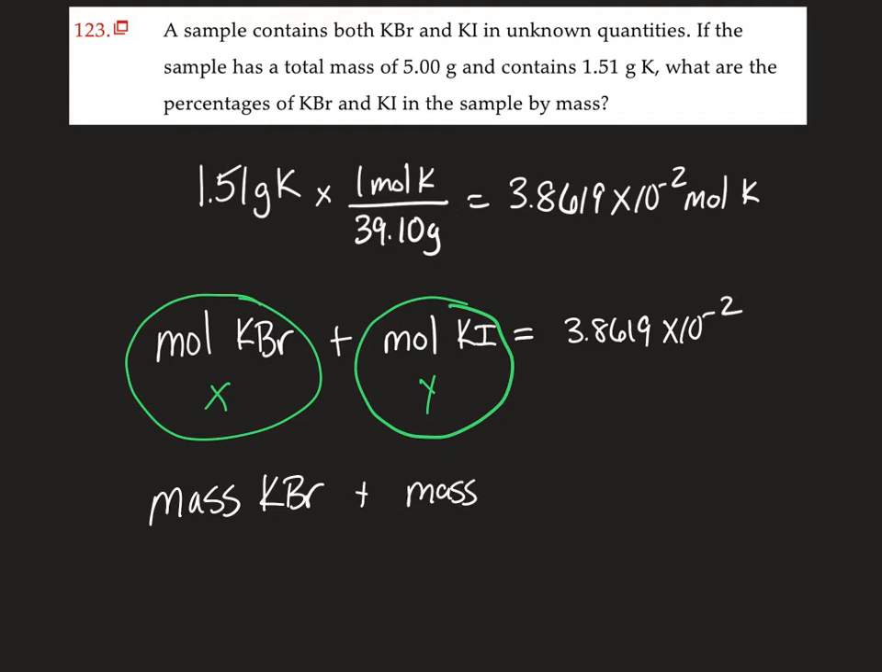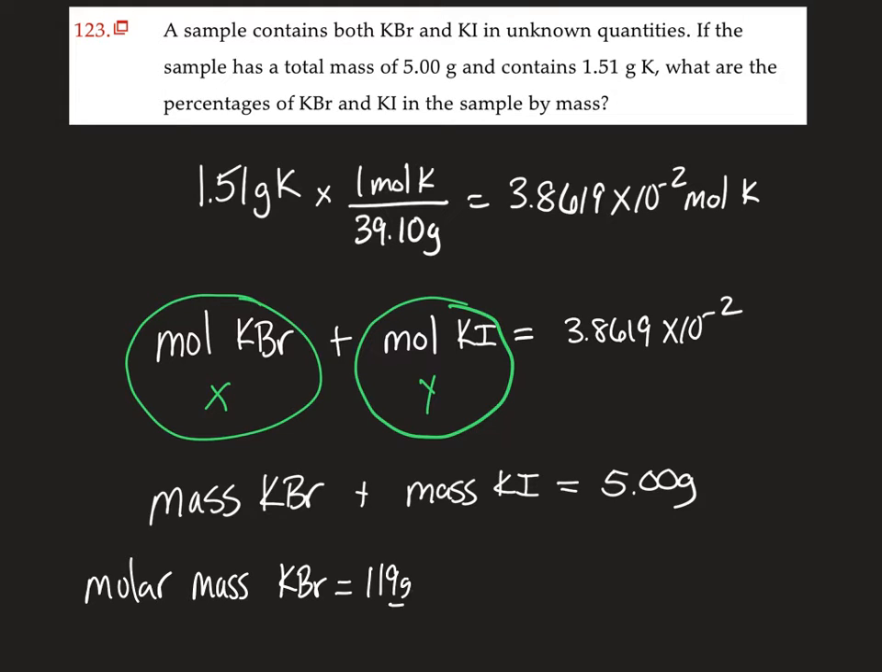I also know from the problem that the mass of potassium bromide and the mass of potassium iodide is equal to 5 grams. I also know, just because I'm going to need this information, I've got to find the molar mass of KBr, and that's 119 grams per mole. I need the molar mass of KI, and that's 166 grams per mole.